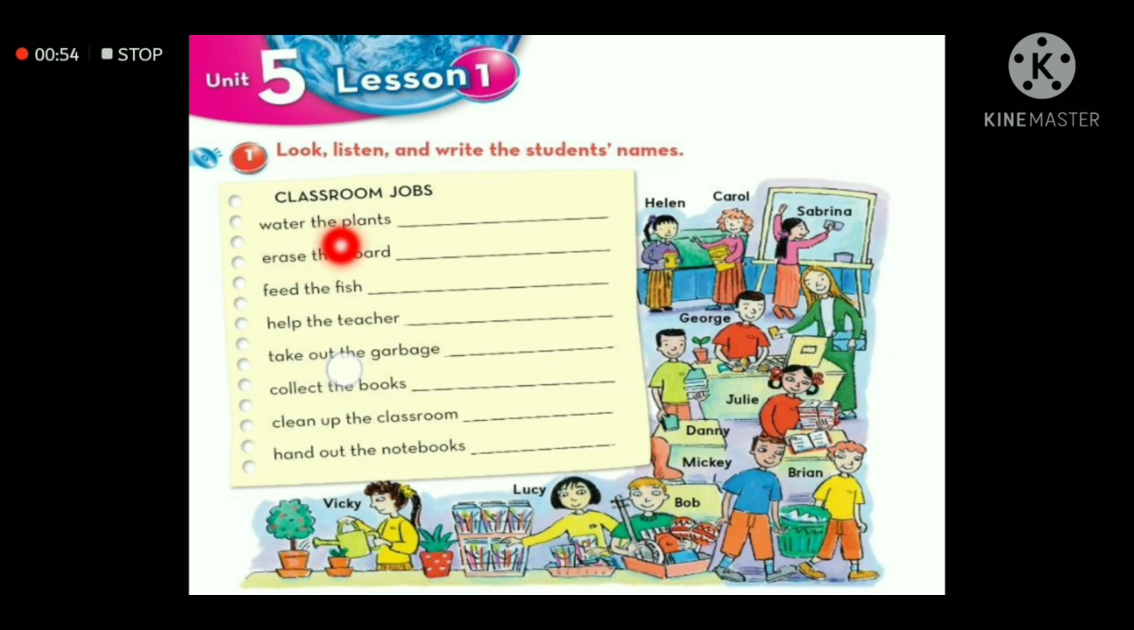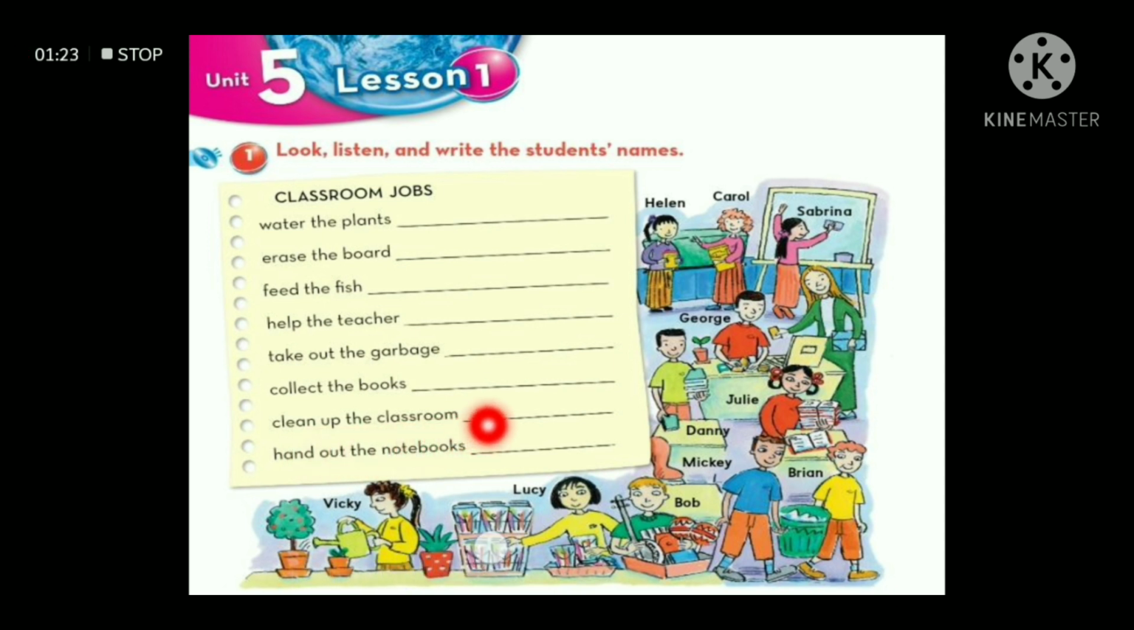Water the plants. Erase the board. Feed the fish. Help the teacher. Take out the garbage. Collect the books. Clean up the classroom. And the last one is hand out the notebooks.